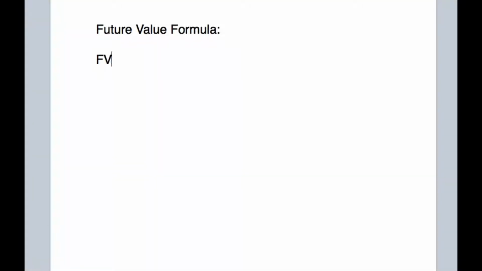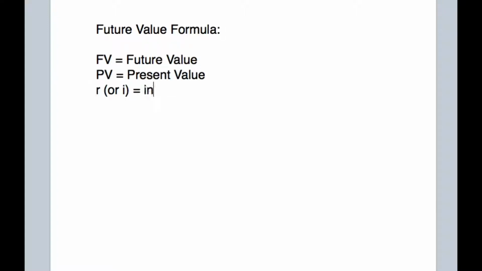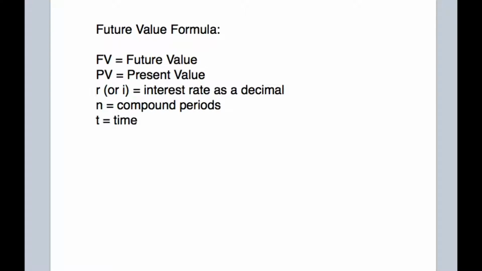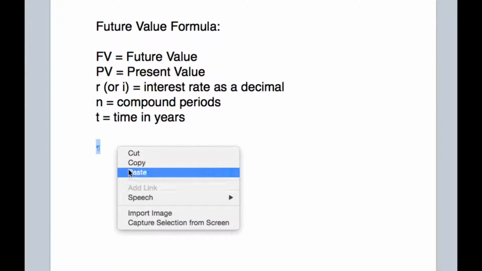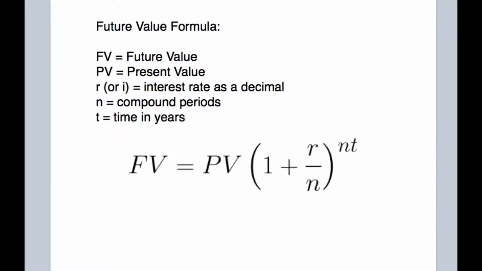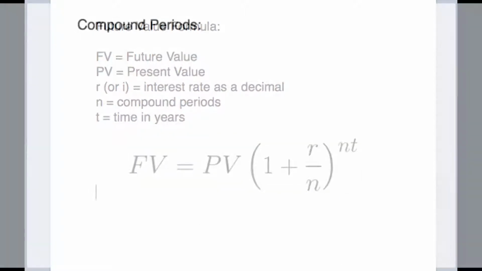The future value formula, we need to look at the variables we're going to be dealing with. FV is future value, PV is present value, R, or lowercase i, is the interest rate as a decimal. N is the compound periods, and T is the time in years. The future value formula is given as FV equals PV times (1 plus R over N) raised to the N times T.